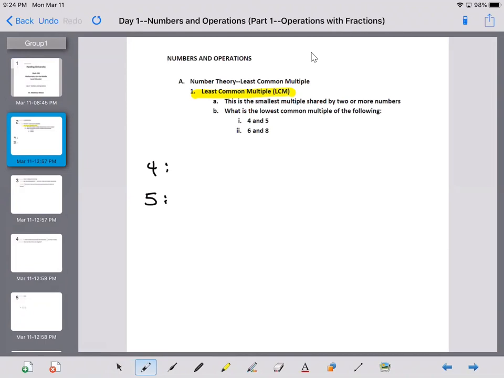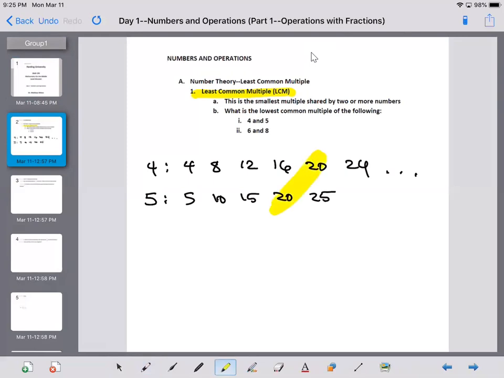equivalent to skip counting. So we would skip count by fours: 4, 8, 12, 16, 20, 24, and so forth. And then 5, 10, 15, 20, 25. And what you're looking for is the lowest multiple that they have in common, which would be 20.